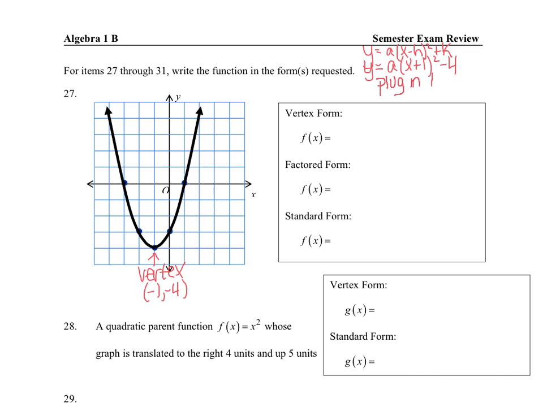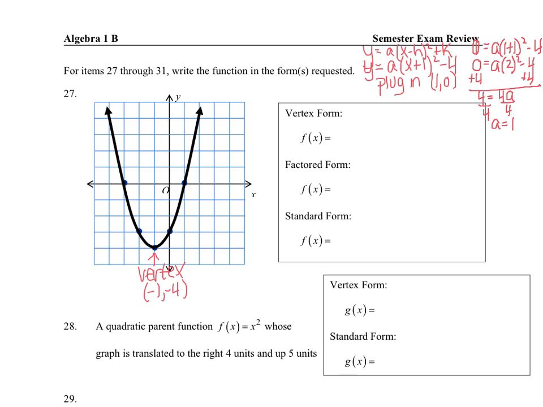So I'm going to plug in 1, 0. This is one of my x-intercepts. I'm going to plug in this point right here. So if I plug in 1, 0, my y is 0 times a, my x is 1, so 1 plus 1 squared minus 4. 0 equals a, 1 plus 1 is 2 squared minus 4. I'm going to add 4 on both sides. 0 plus 4 is 4. 2 squared is 4, so I've got 4 equals 4a. Divide by 4, and a equals 1.